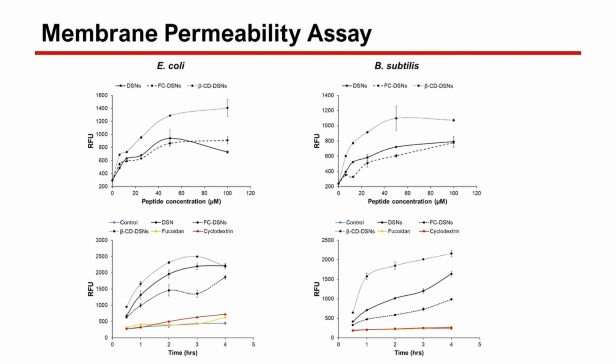It was found that the uptake of carboxyfluorescein was increased in the bacteria that were treated with beta-CD DSNs, much more so than the other DSN nanoparticles, and the uptake of carboxyfluorescein was overall increased compared to a control in the case of all peptides and peptide nanoparticles.